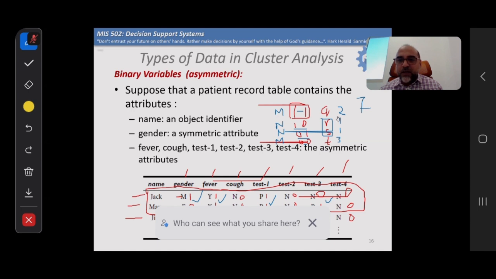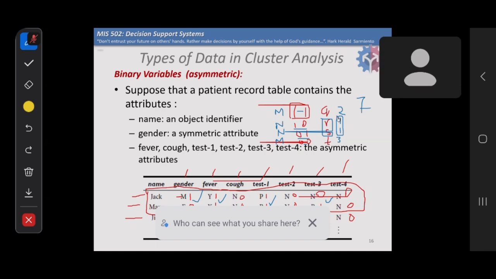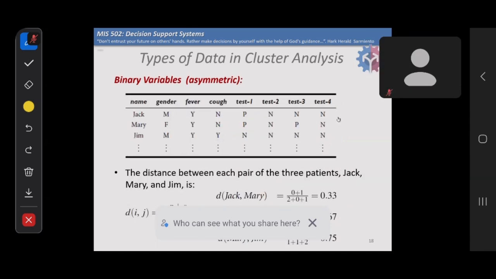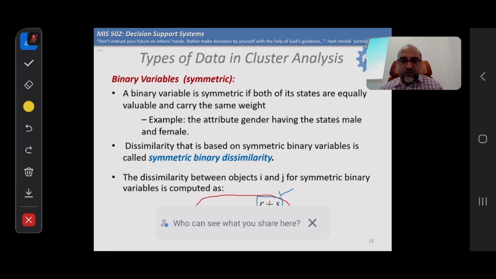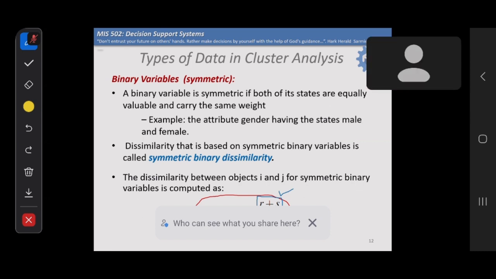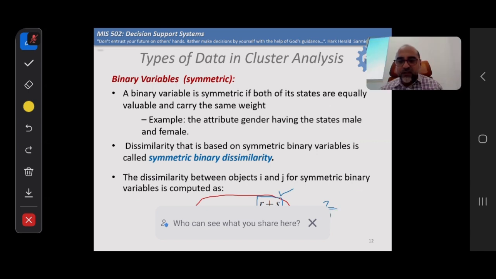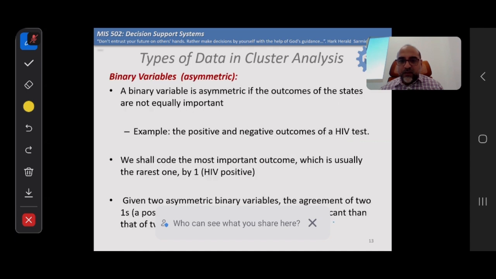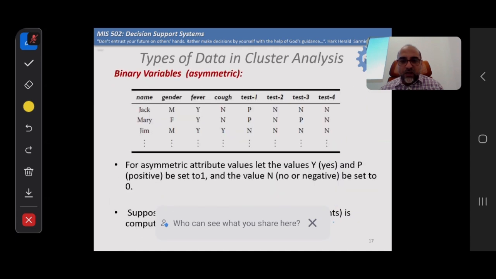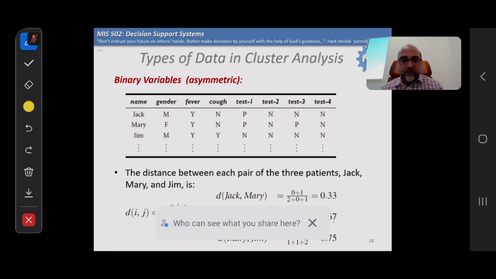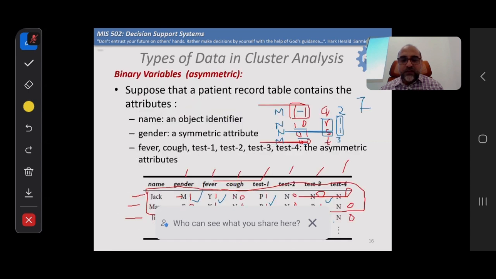So how many of them are not matching? 2 of them. So how would you use this formula? You're going to do 2 divided by 7. That's how you calculate dissimilarity. So 2 characteristics are not matching out of 7. This is exactly how you are computing the formula here. This is how we calculate dissimilarity in binary variables.